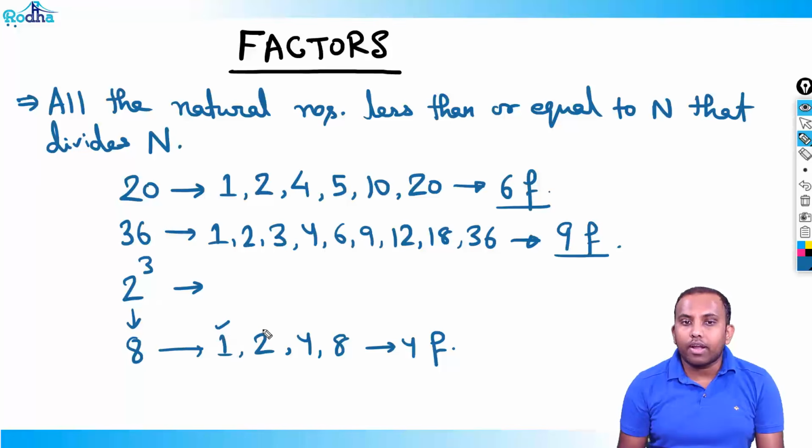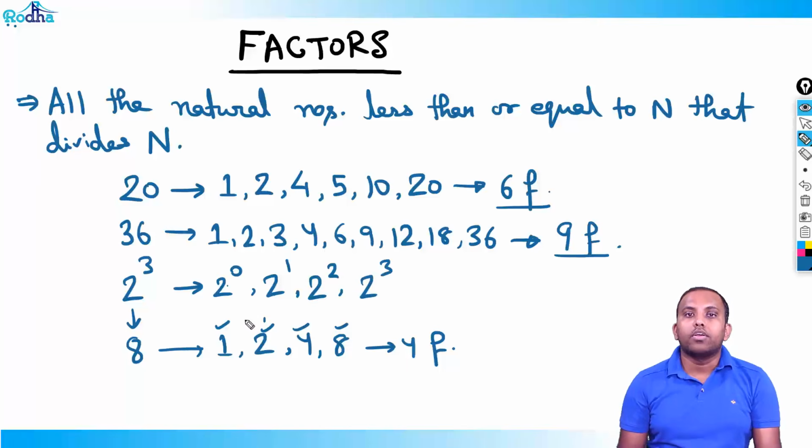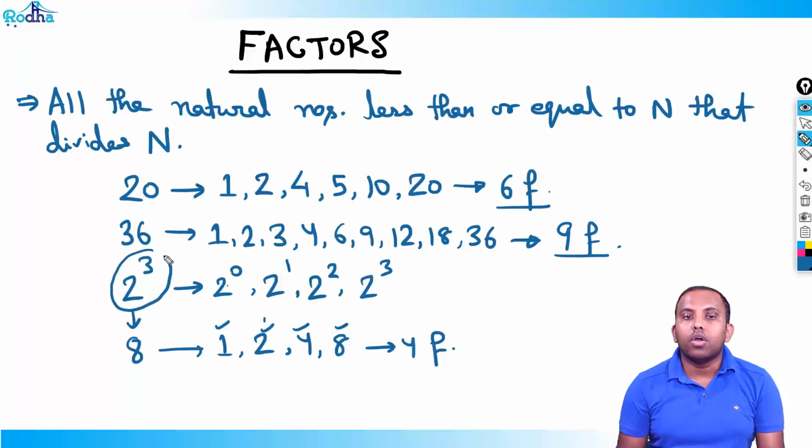So I can write these factors in terms of powers of 2. 1 is 2 raised to 0, 2 is 2 raised to 1, 4 is 2 square, and 8 is 2 cube. Very important: the factors of 2 cube are all the powers of 2 starting from 0 right up to 3.